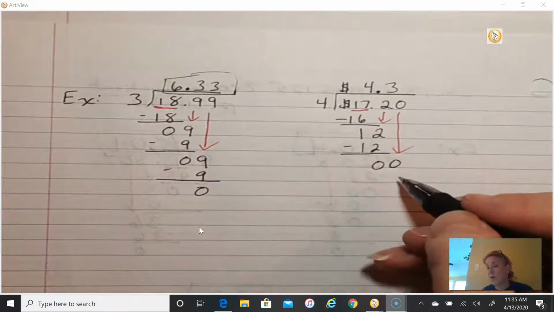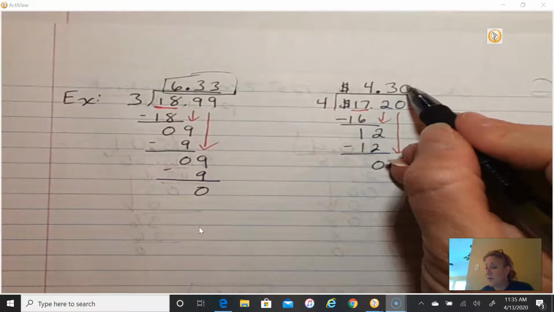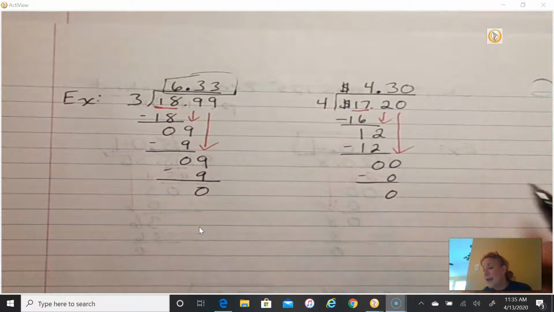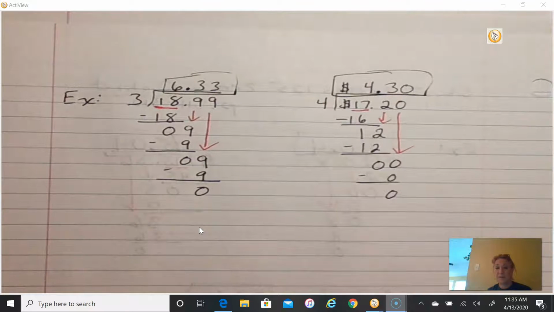4 does not go into 0. Goes in there 0 times, basically. 0 times 4 is 0. Subtract. Now we're done. That's our remainder. Okay? Hopefully we got that right.